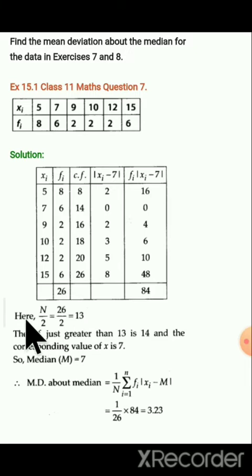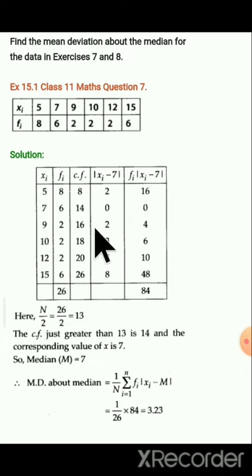Next we have to consider the capital M equal to capital N by 2, that is 26 by 2 that equal to 13. So here we have to take the cumulative frequency just greater than 13, so that is 14, and the corresponding value of x is 7. Therefore M equal to 7. So xi minus capital M equal to 5 minus 7, that is 2, 7 minus 7 is 0, 9 minus 7 is 2, 10 minus 7 is 3, 12 minus 7 is 5, 15 minus 7 is 8.